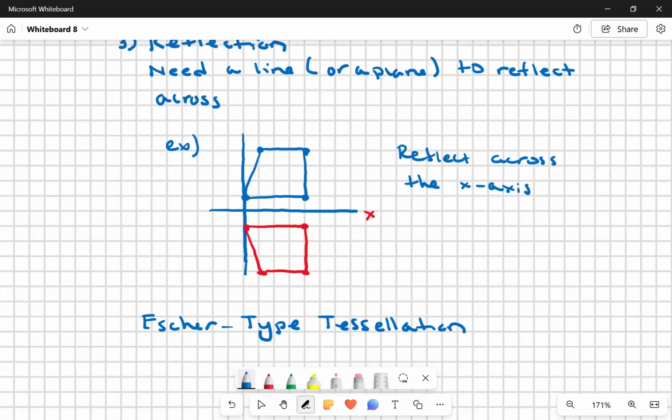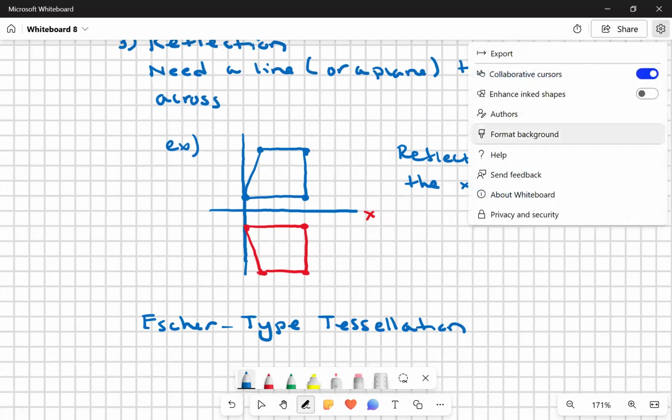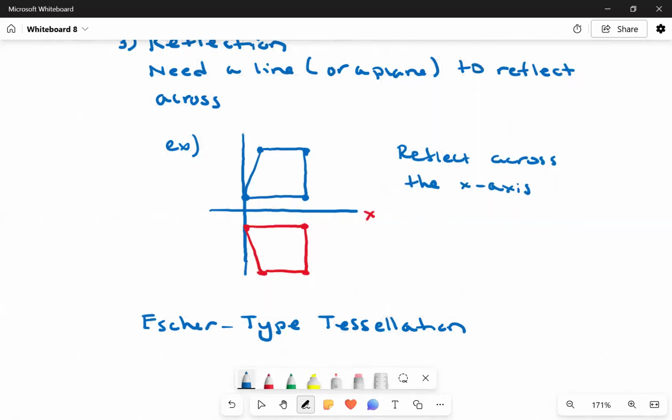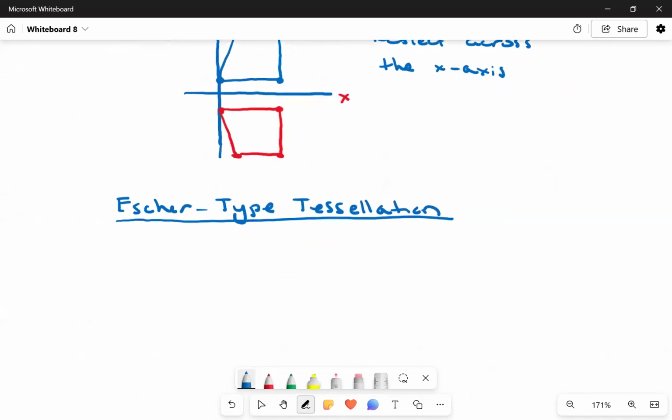Okay, I'm going to get rid of the grid background here for myself. I don't really need that right now. And it's a little distracting for me as I'm drawing these. Okay, so the Escher type tessellation uses these three basic mappings to kind of help us create a tessellation. So typically what it does is they start off with like a basic picture. Okay, so here, I'm going to demonstrate a translation tessellation.